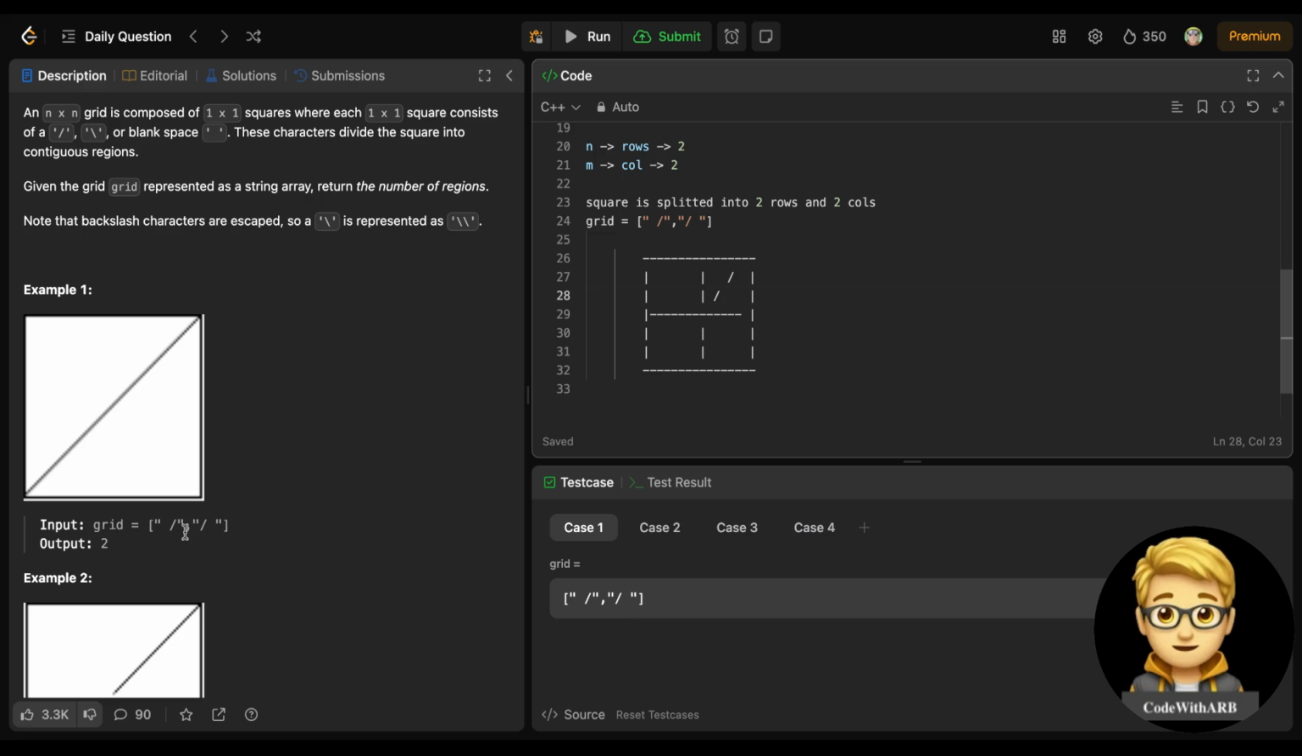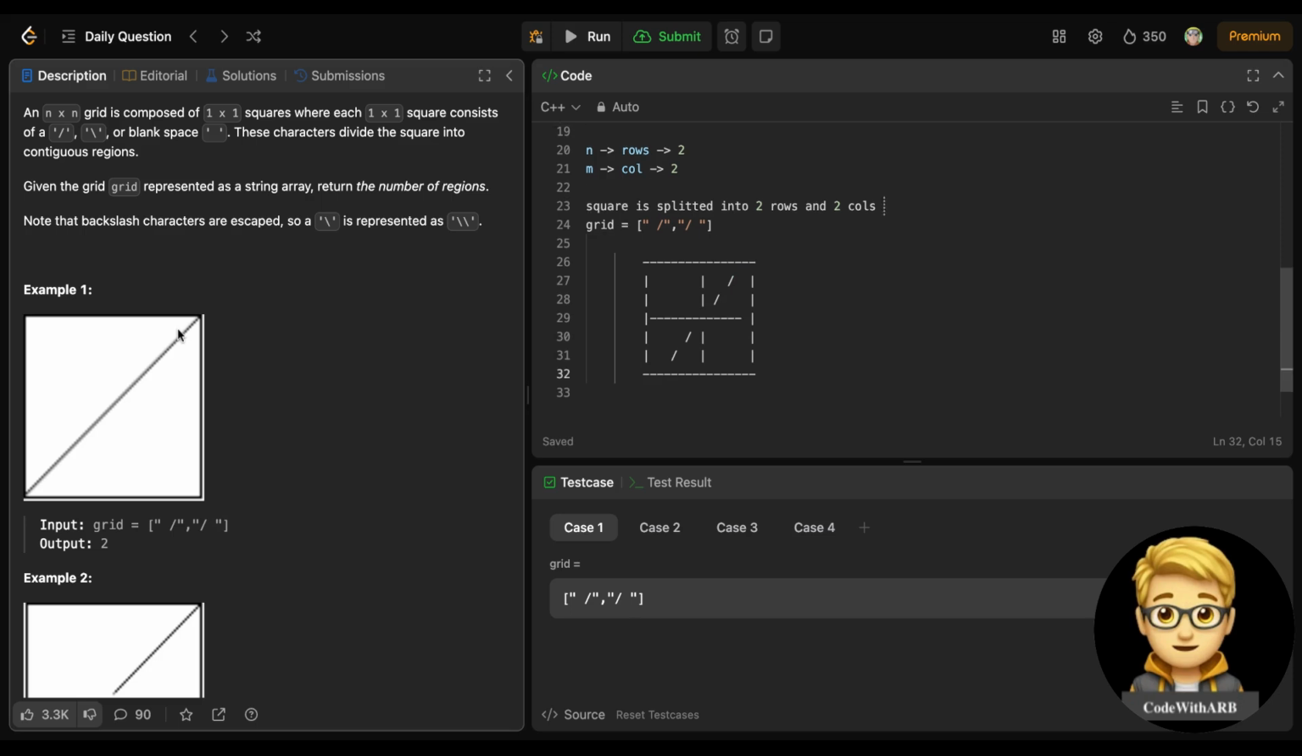Now when we go to the second row, the first part is again a forward slash. It means it is telling us to make a forward slash here, and the second is empty, right? So basically if you assume this whole square as one, you will imagine this as a picture. That's what it is asking us.